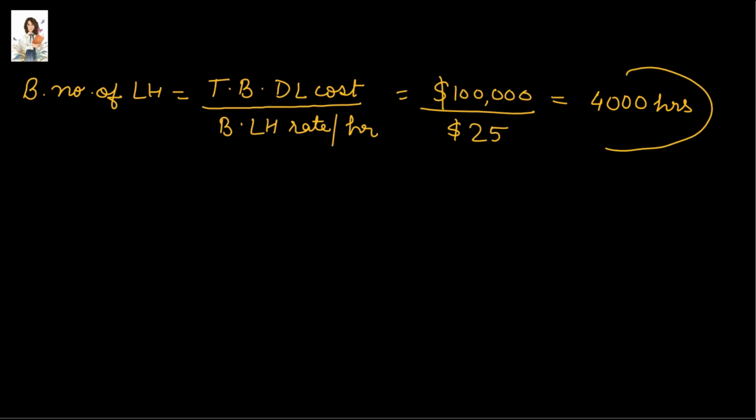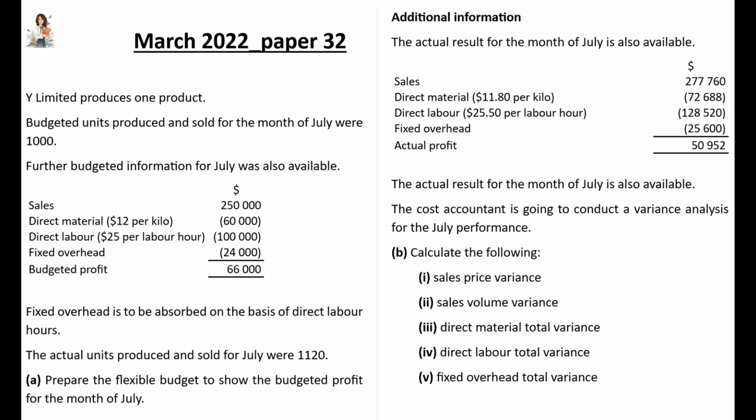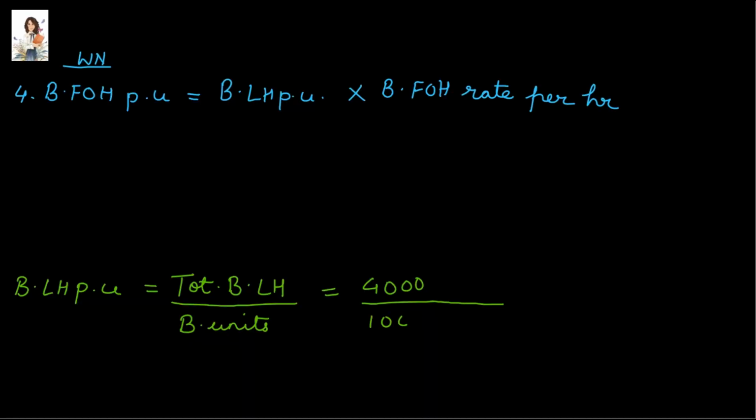Now we can use this figure to find out the budgeted labor hours per unit. Total budgeted labor hours we have just seen are 4,000, divided by budgeted units, will give us the budgeted labor hours per unit. We already know that the budgeted units are 1,000 and that figure will be our denominator. So 4,000 hours divided by 1,000 units will give us 4 direct labor hours per unit. These are the budgeted labor hours per unit.